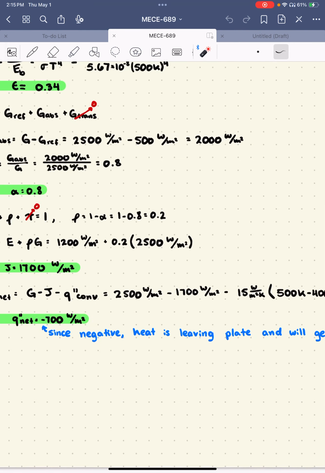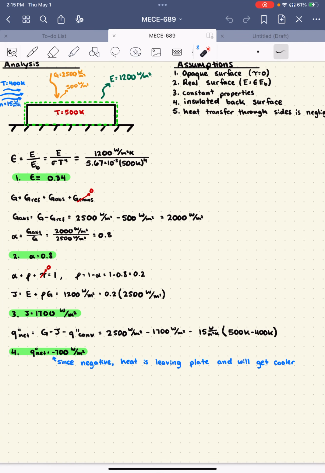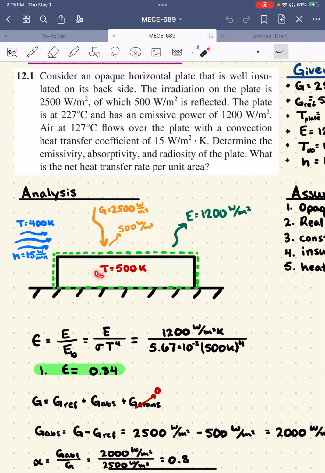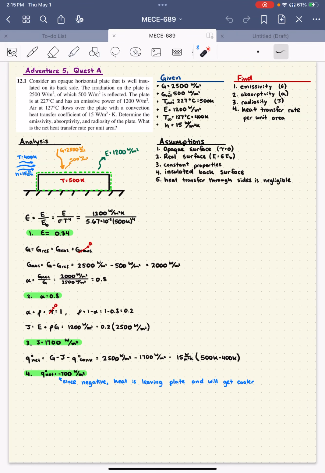Now, because it's negative, we know that the net heat transfer is leaving the block itself. So this temperature will be getting colder as it goes to steady state. And that's my solution for question 12.1.